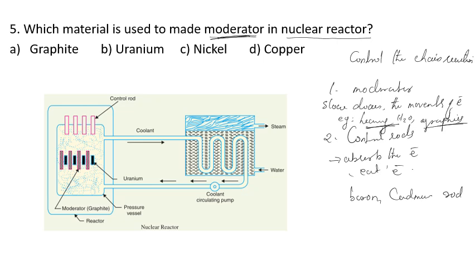So here the question is based on which material is used to make moderators. So in this option we can directly choose option A, graphite. Graphite material is used as the moderator in a nuclear power plant. Okay.